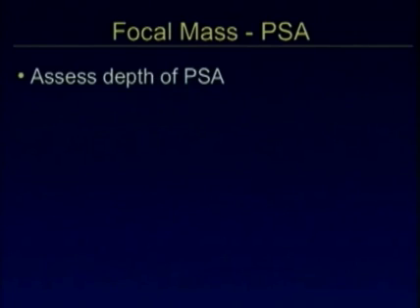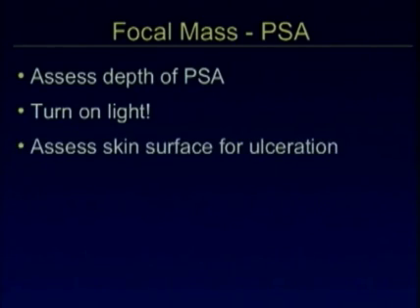Then you need to assess the depth of the pseudoaneurysm, and that's very important. The other thing that we don't typically do in ultrasound is to turn the light on and look at the patient's skin. First of all, you could look with grayscale, put some gel on, so that you can see where that anterior-most wall of the pseudoaneurysm is and where the skin surface is. But then look with the lights on and make sure that that skin surface isn't ulcerated.